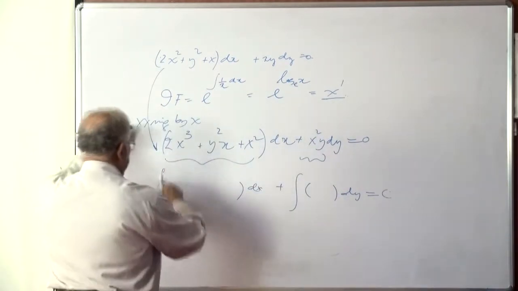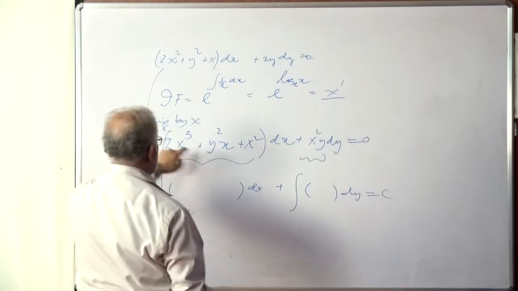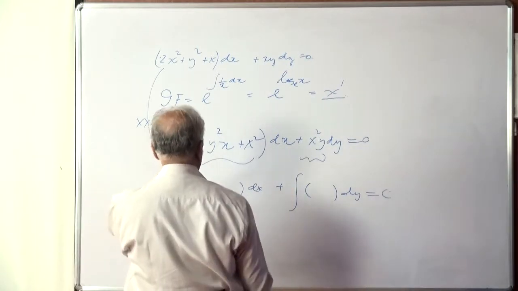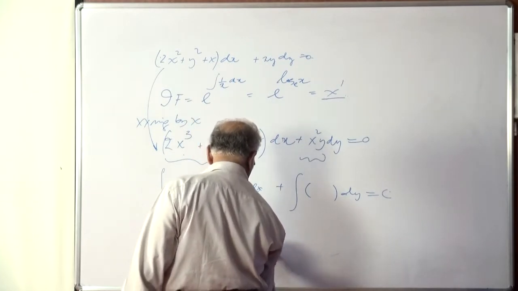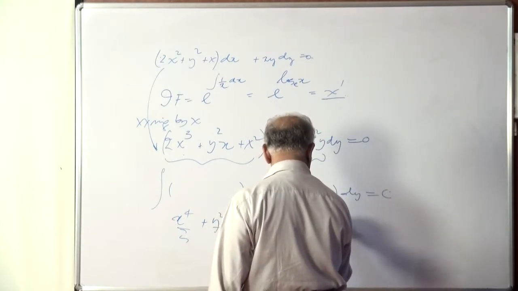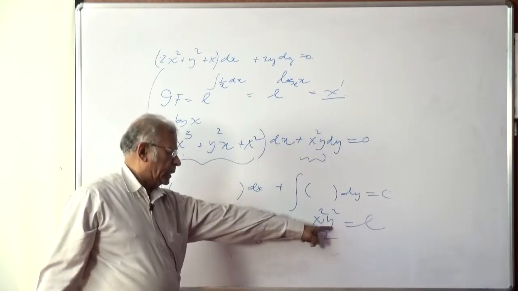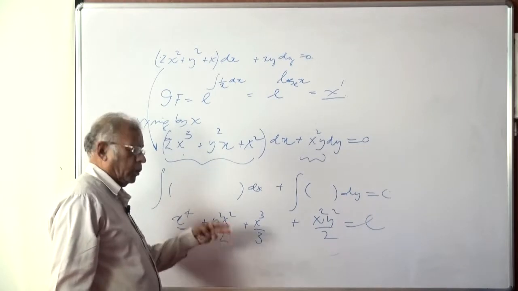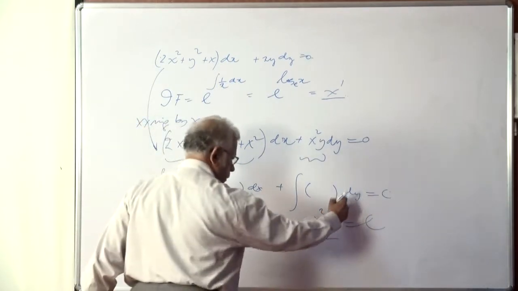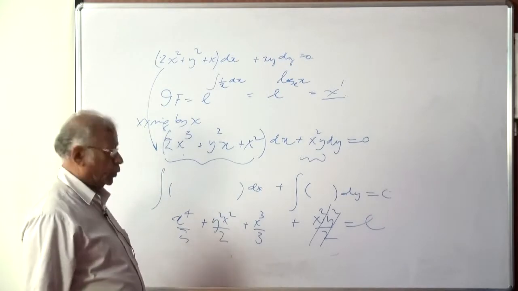When we integrate this with respect to x, we will get 2x^4 by 4, so x^4 by 2, plus y square x square by 2 plus x cubed by 3, and here we will get x square y square by 2 is equal to c. But this term in the second integration has already appeared as x square y square by 2. Since we have to ignore any terms in the second integration which have already appeared in the first, we ignore this term, and the solution will be these three terms added is equal to c. So that is the solution.